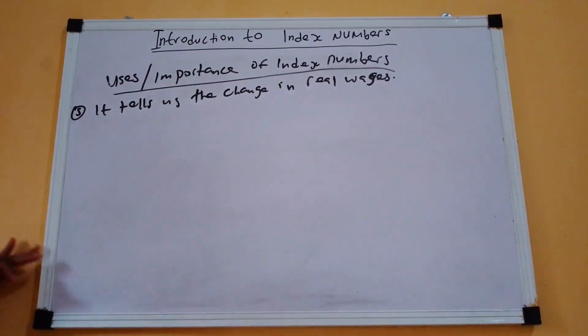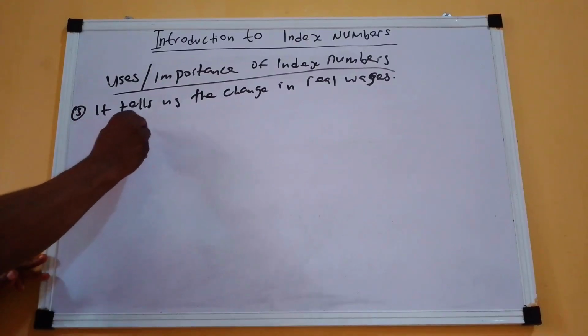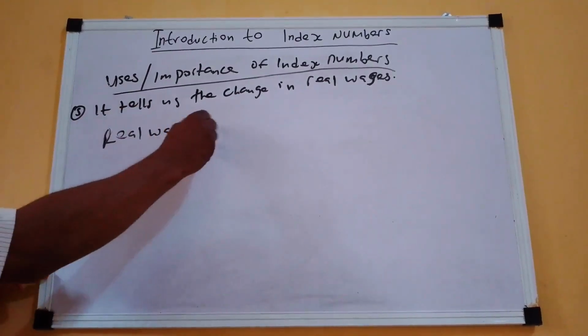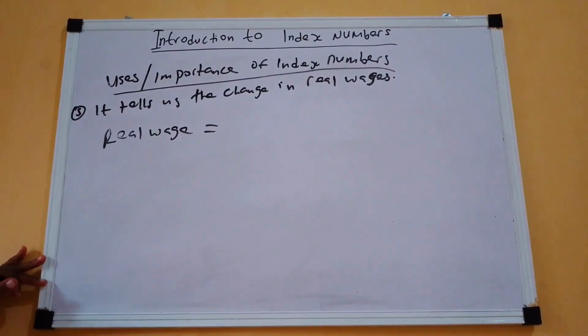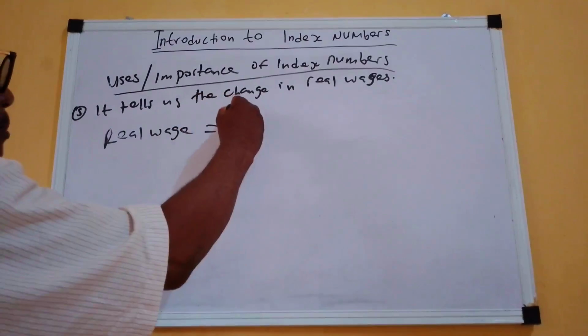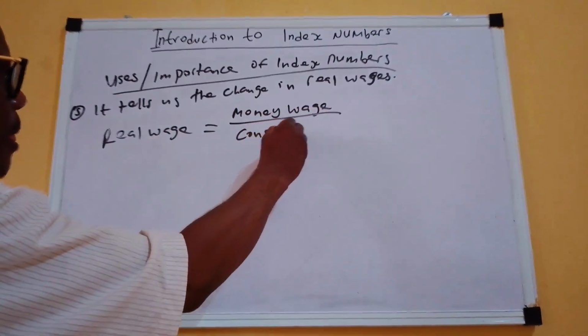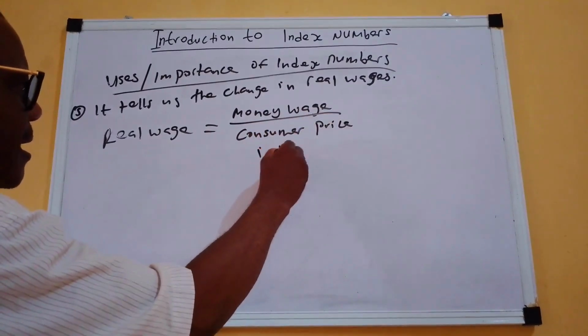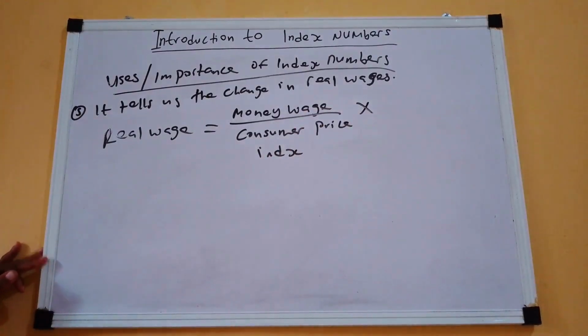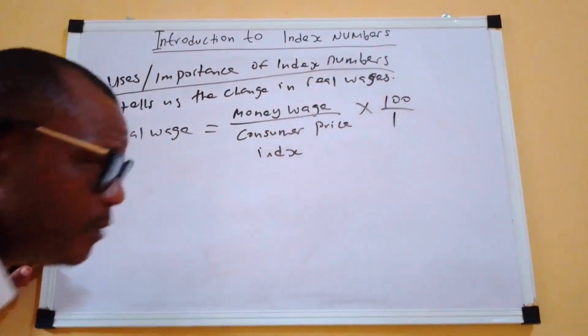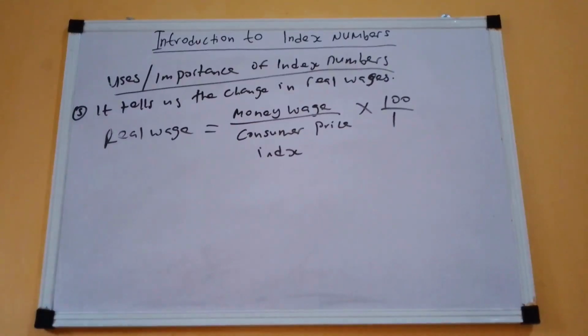So, if you want to get your real wage, it will now be equal to money wage over consumer price index times 100 over 1. Index numbers are always given in percentage. So the real wage is given by the money wage all over the consumer price index times 100 over 1.